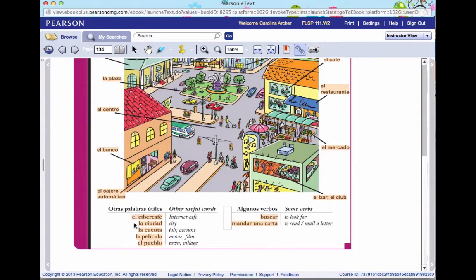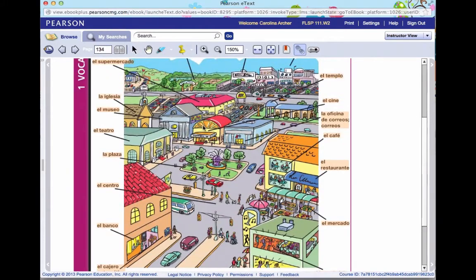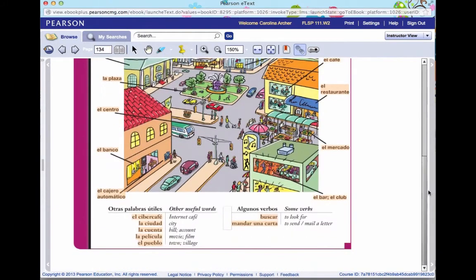La ciudad is the city. La cuenta, bill or account. La película, if you go to the theater or to el cine, there's the cine, you go there to watch la película, okay, or una película. El pueblo is smaller than ciudad, okay, el pueblo is a town or village.